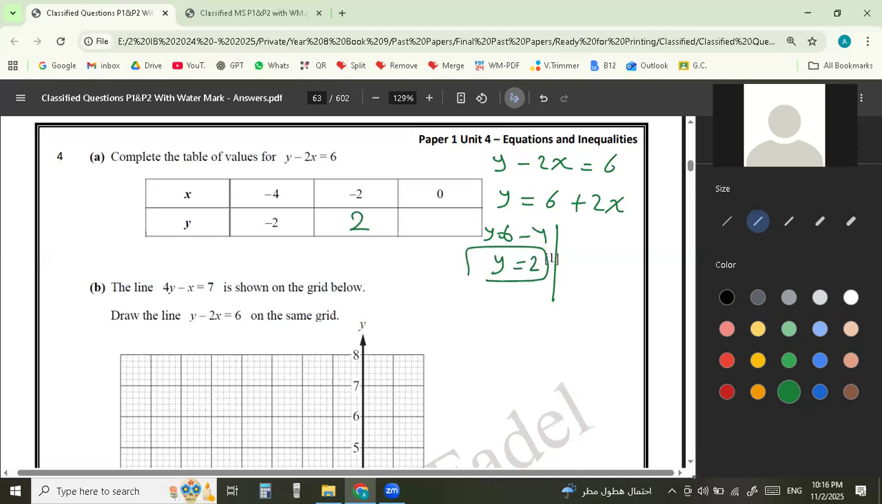Up here, y equals 6. But mister, that's a 0. If the x is 0, 2 times 0 is 0. Plus 6, y is 6.